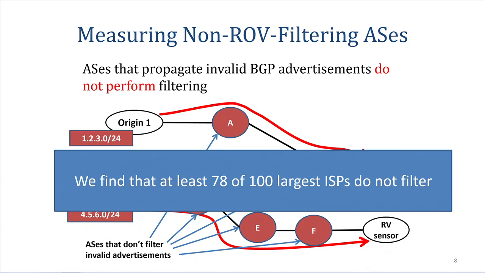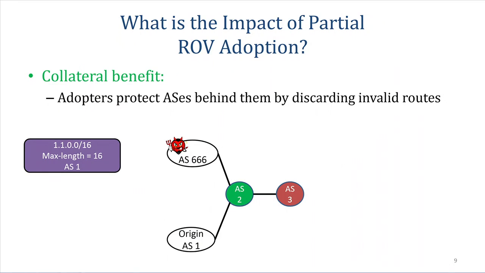We actually found that 78 out of the 100 largest ISPs on the internet do not perform filtering. The reason our numbers focus on these 100 largest ISPs is that the visibility we have into the internet using RouteViews is greater in those ISPs which are at the core of the internet. They're more likely to relay routes that we can observe, while ASs at the edge of the internet are less observable. So really, it seems that the adoption of ROV is very partial at best.